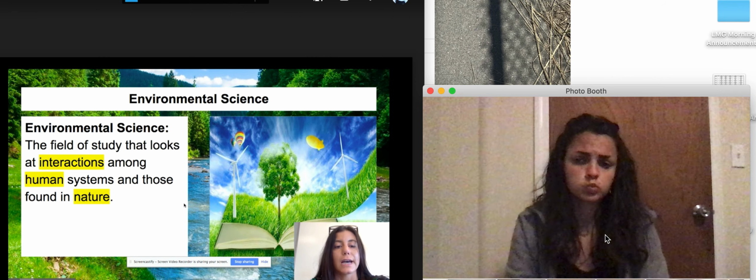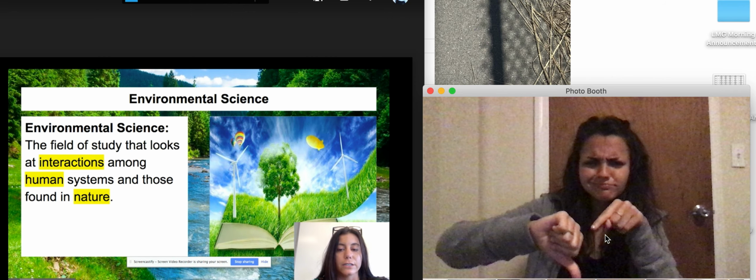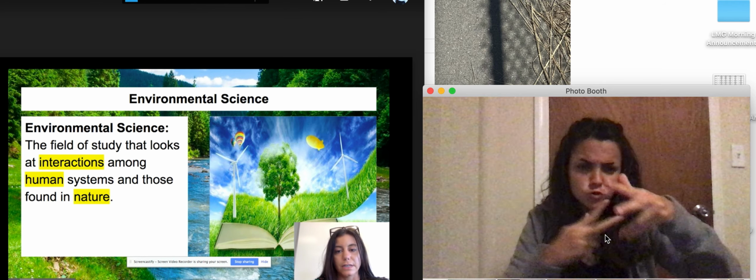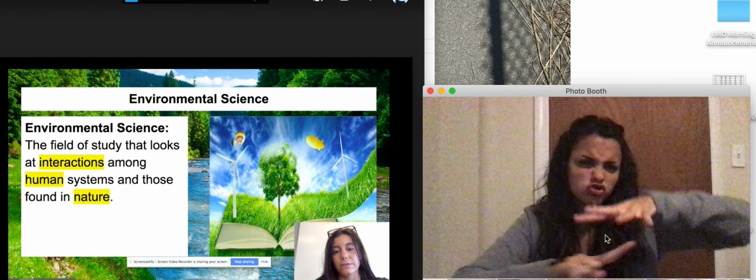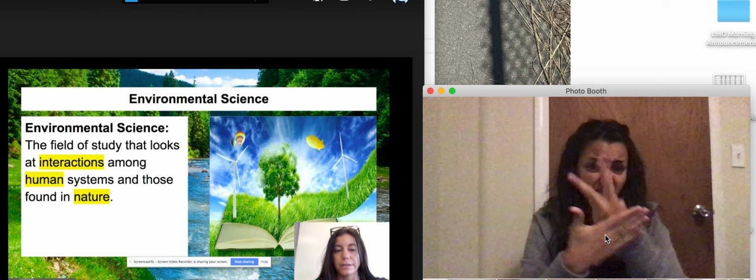All right, so what exactly is environmental science? It's a field of study that looks at interactions among human systems and those found in nature. So we're going to be looking at a lot of positive and negative interactions that humans have within the environment.